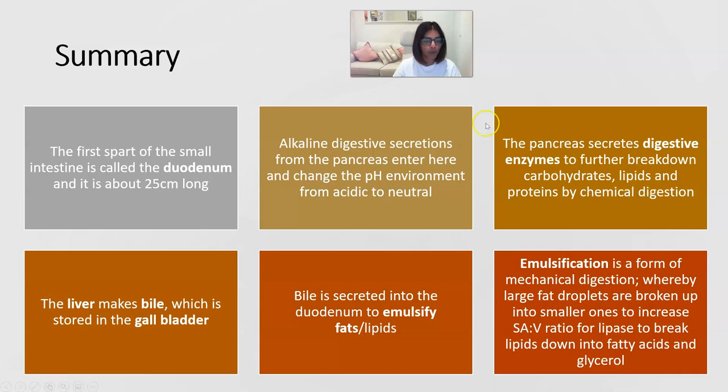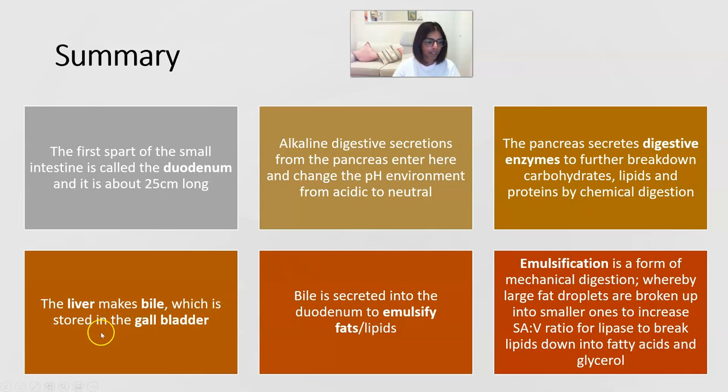So a summary of what we've talked about so far is that the duodenum is the first part of the small intestine. It's about 25 centimeters long, and what happens here is alkaline digestive secretions from the pancreas enter from the pancreatic duct into the duodenum, and this changes the pH environment from acidic to neutral or slightly alkaline. The pancreas also secretes digestive enzymes to further break down carbohydrates, lipids and proteins by chemical digestion.